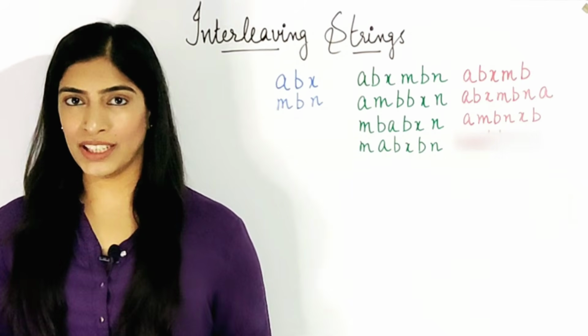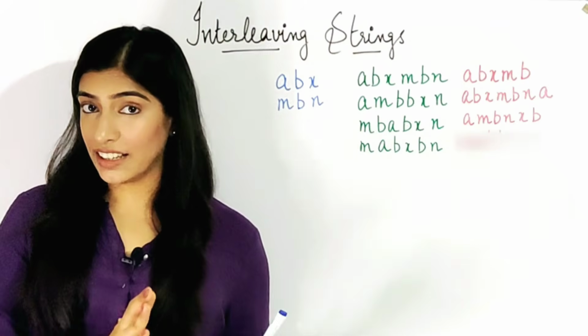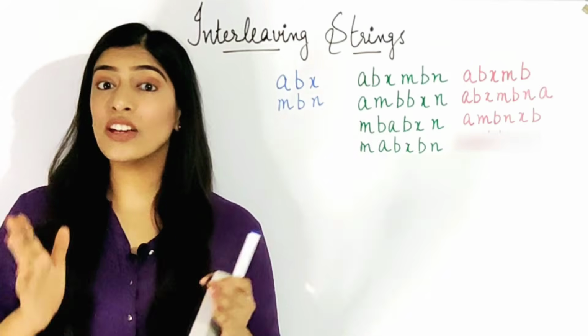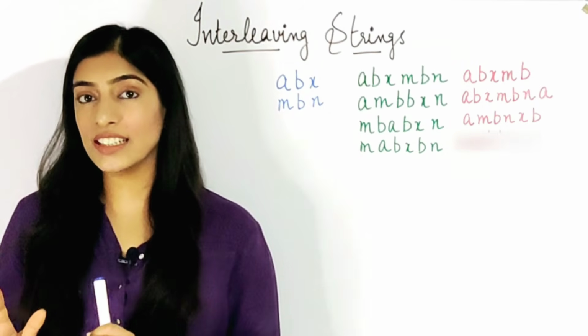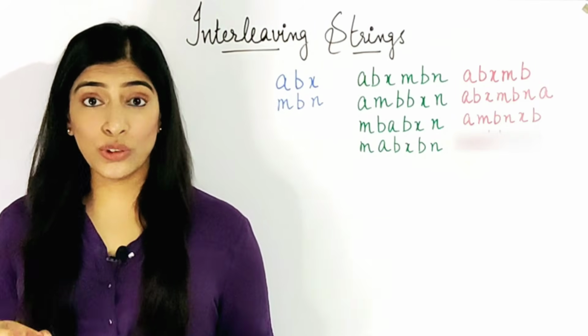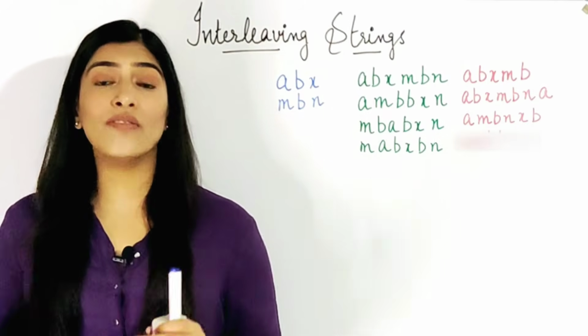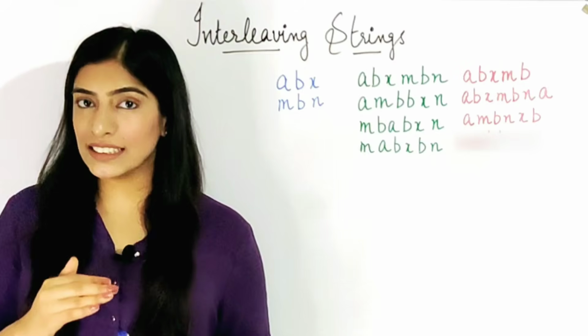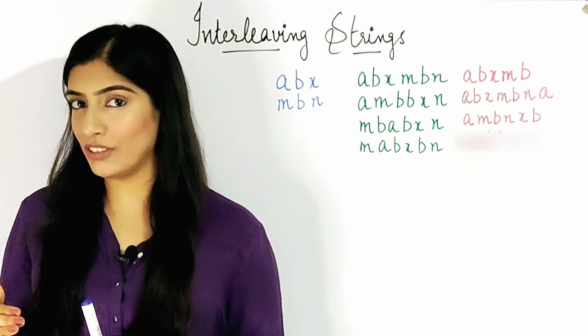What does interleaving mean? The interleaved string should have all the characters of the other two strings, and the order of characters in both the strings should be preserved. Note that the interleaved string will have all the characters in string 1 and in string 2, not fewer characters and not more characters.